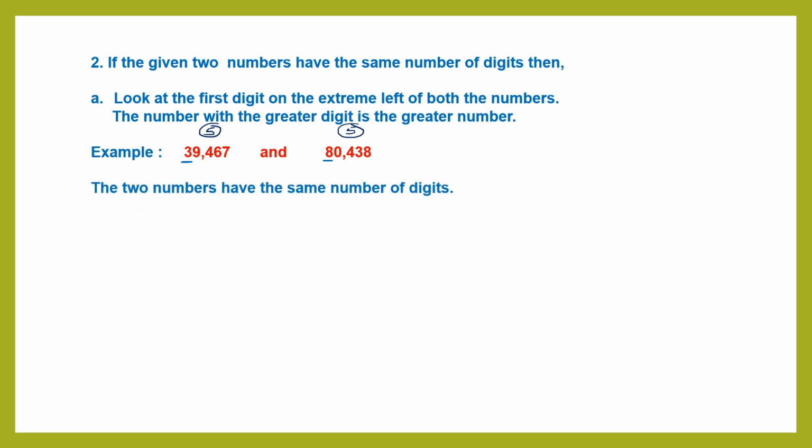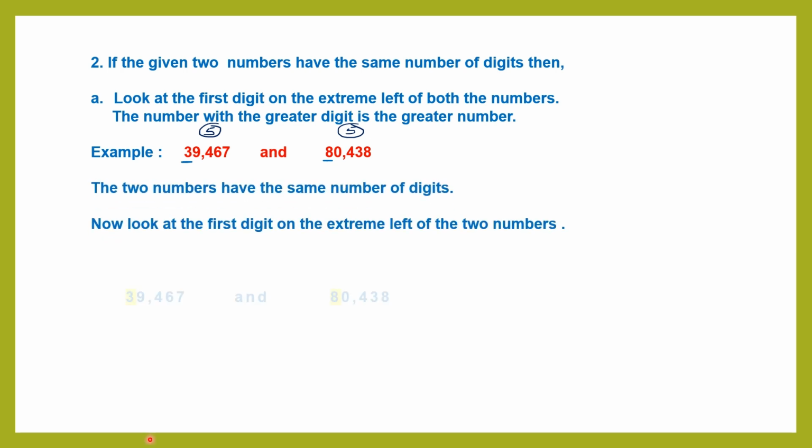So the two numbers have the same number of digits. Look at the first digit. The first digit here is 3 and in the other number, the first digit is 8. 3 is smaller than 8. That means this whole number is smaller than this number. So what does it mean? That 39,467 is smaller than 80,438. So first we learned to count the number of digits. If the number of digits are the same, then look at the first digit on the extreme left and look for the greater or the smaller number and write accordingly.